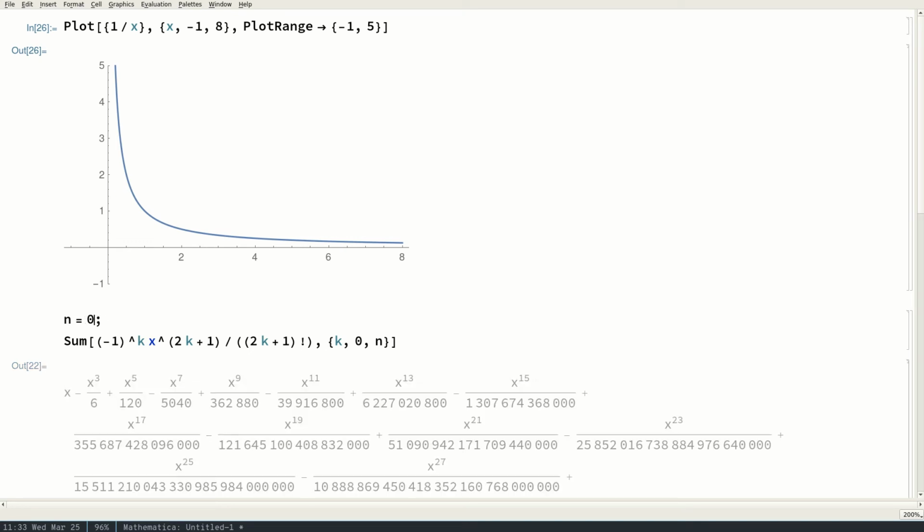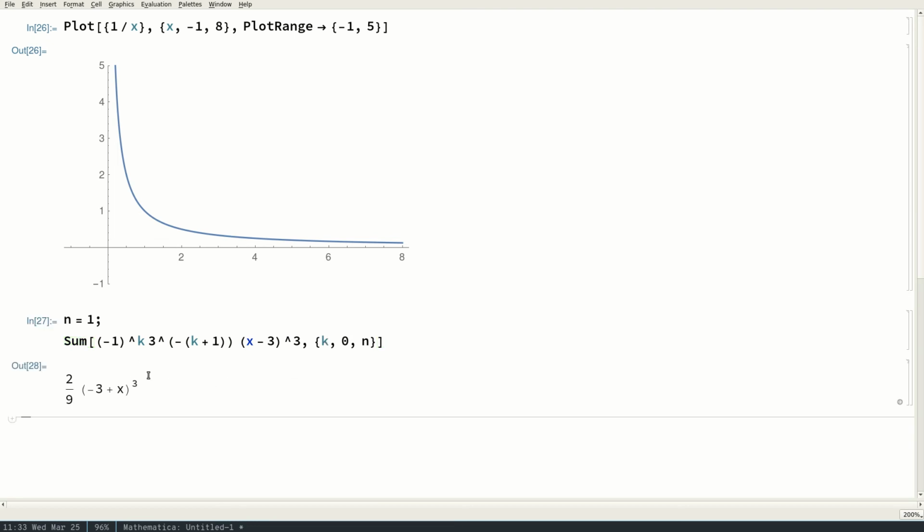We also found the Taylor polynomials for 1 over x, centered at x equals 3. So our formula for that was the sum, negative 1 to the k, 3 to the negative k plus 1 power, and all that was times x minus 3 to the k. So here's my first Taylor polynomial.